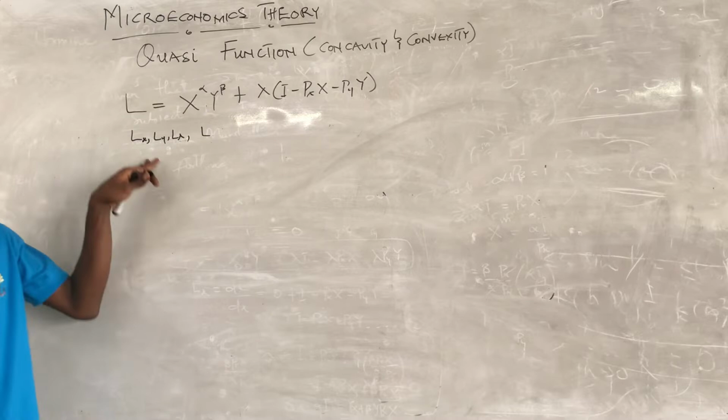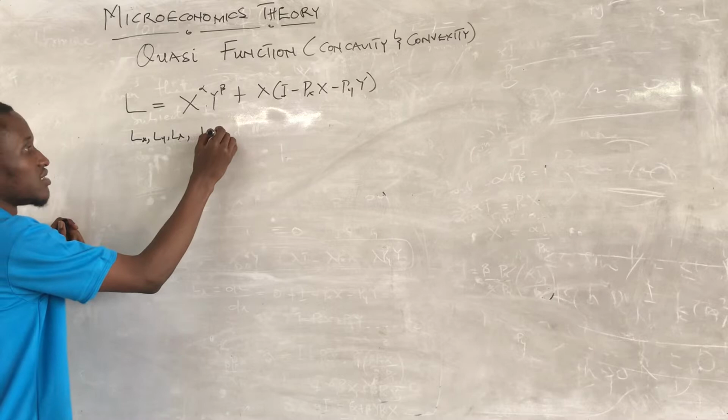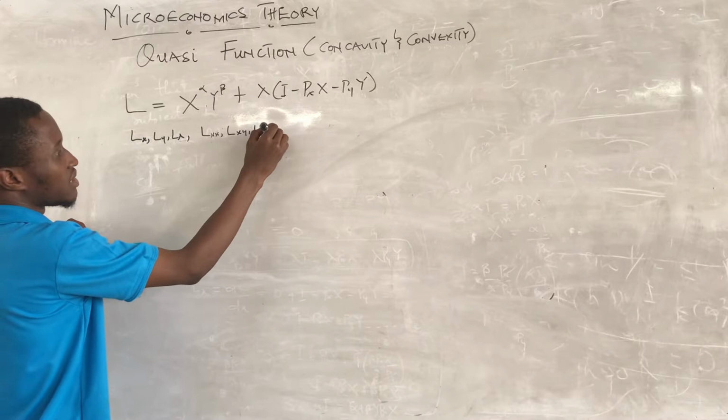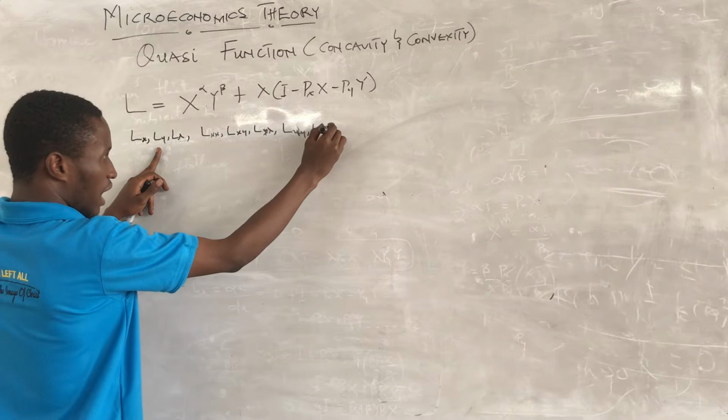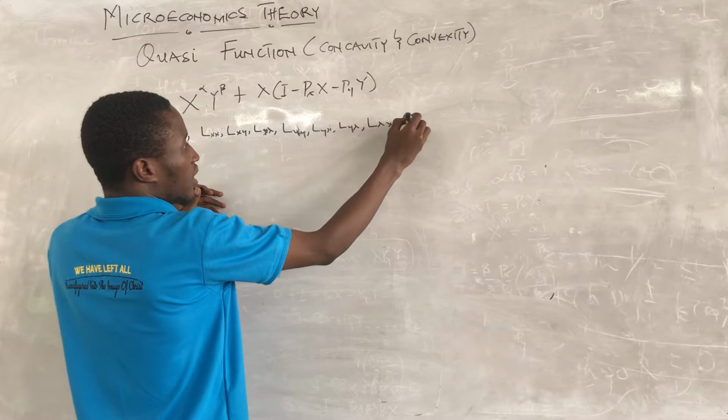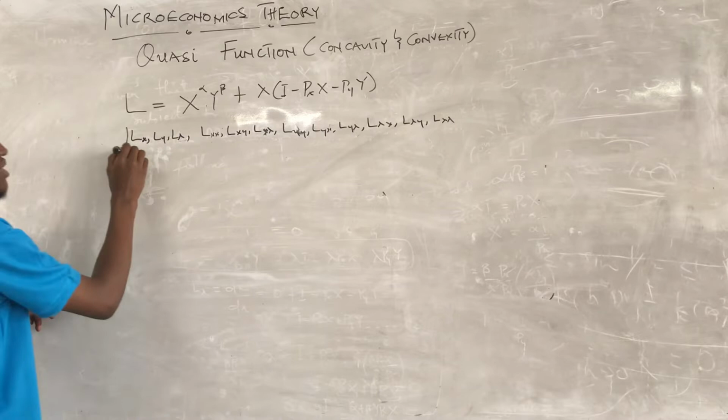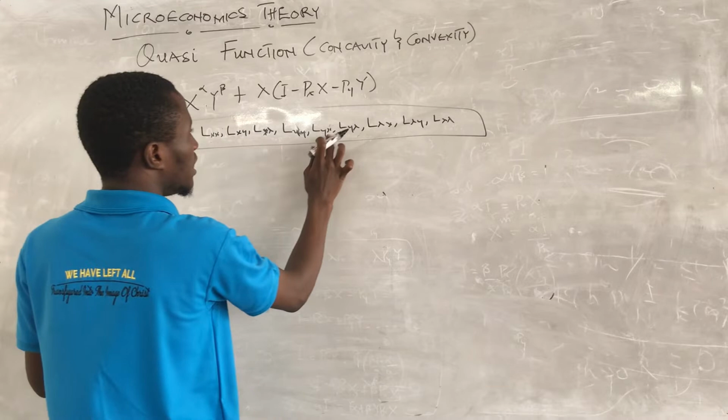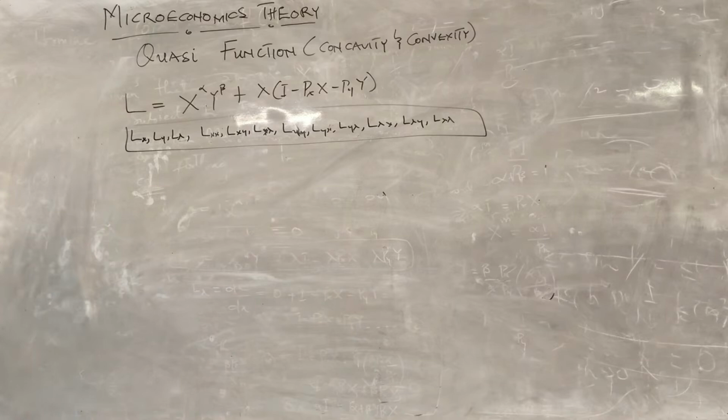So you have Lxx, you find Lxy, Lx lambda. Then we come to Lyx, Ly lambda. You will find L lambda x, L lambda y, L lambda lambda. We need these 1, 2, 3, 4, 5, 6, 7, 8, 9 terms to be able to prove the quasi function and find quasi concavity and convexity.